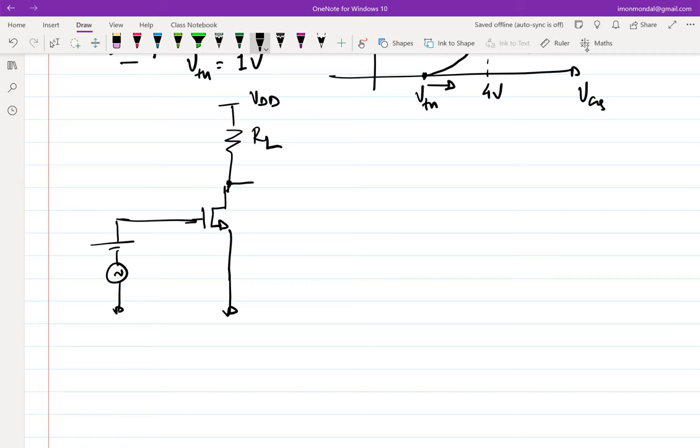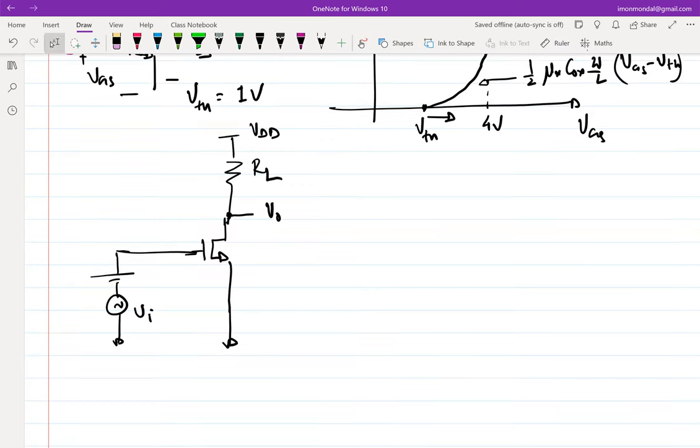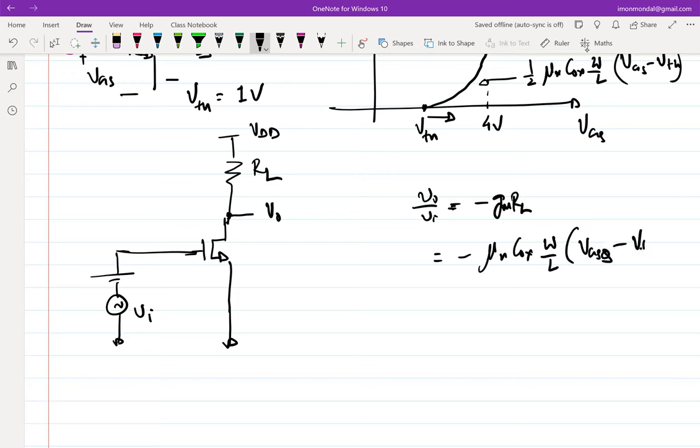So what is the gain of this amplifier between VI and V0? V0 over VI was, it cannot be gmVI, right? What is the unit of gmVI? Yeah, gmRL, right? gmVI is current. So this is minus gm times RL. Now what is gm? If I express gm in terms of the quiescent parameters, this will be minus mu n Cox W over L (VGSQ minus threshold voltage) times RL, with a gain, right?